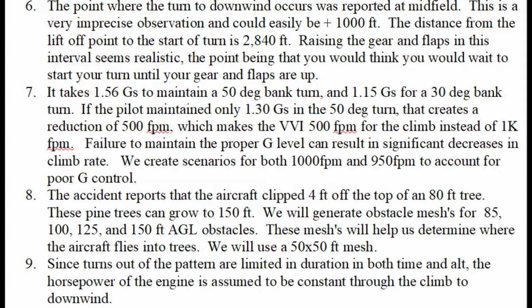7. It takes 1.56 Gs to maintain a 50-degree bank turn and 1.15 Gs for a 30-degree bank turn. If the pilot maintained only 1.3 Gs in the 50-degree turn, that creates a reduction of 500 feet per minute, which makes the VVI 500 feet per minute for the climb instead of 1,000 feet per minute. Failure to maintain the proper G level can result in significant decreases in climb rate. We create scenarios for both 1,000 feet per minute and 950 feet per minute to account for poor G control.